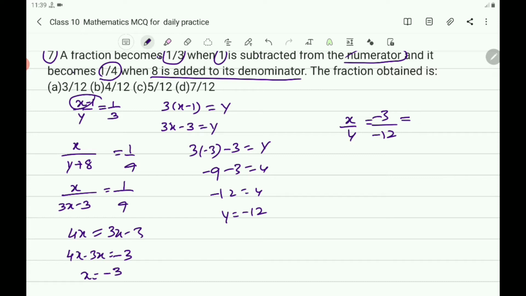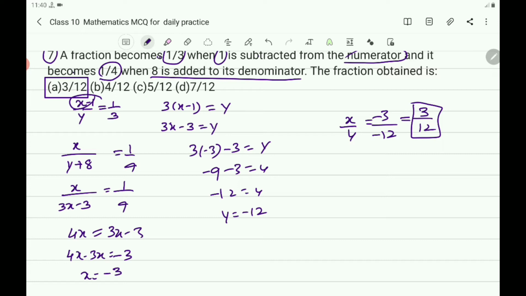Here the options are there. See the option, that is 5 by 12 is there. That is the answer. What is the answer? That is 5 by 12. You got the fraction 5 by 12.